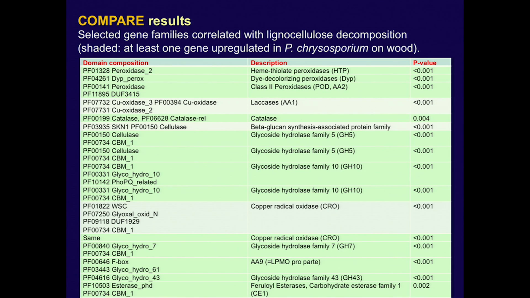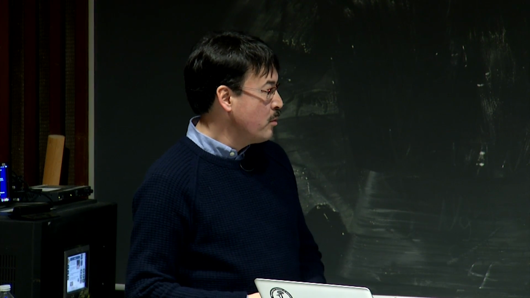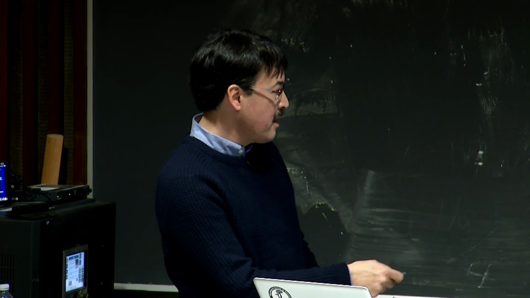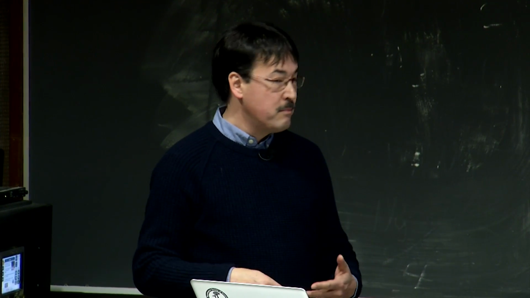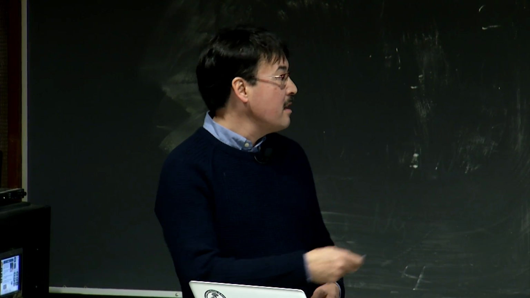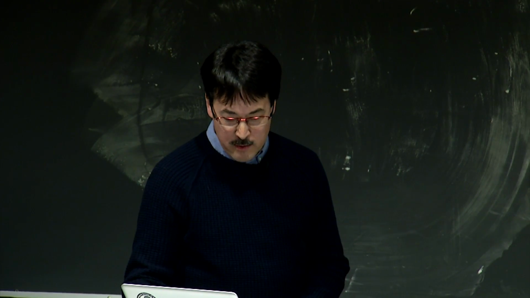It's an omics study, so you get these horrible long tables. And I'll summarize what they are. What we pull out now are the expected peroxidases, so PODs, DyPs, heme-thiolate peroxidases, laccases, and other oxidases, P450s, and glutathione S-transferases, and then transporters, right? And 73 gene families with no known PFAM domains, of which 26 have at least one member upregulated in Phanerochaete. So we think this may be an approximation of the white rot toolkit, to use that expression. Okay, so that's all the evidence.